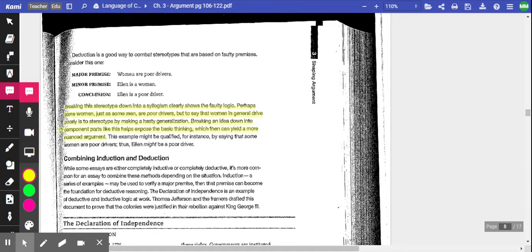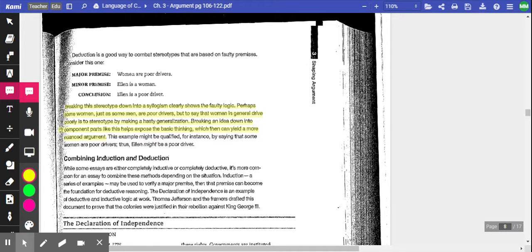Okay, here's another example. Major premise, women are poor drivers. Minor premise, Ellen is a woman. Therefore, Ellen is a poor driver. Breaking this stereotype down into a syllogism clearly shows the faulty logic. Perhaps some women, just as some men, are poor drivers, but to say that women in general drive poorly is to stereotype by making a hasty generalization. It's a logical fallacy that we've talked about.